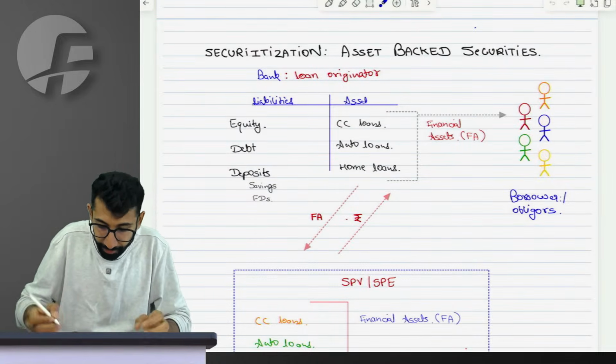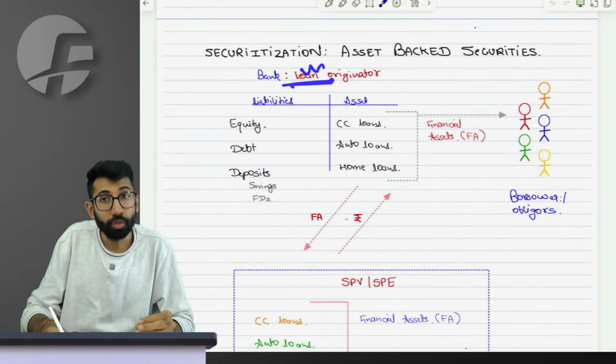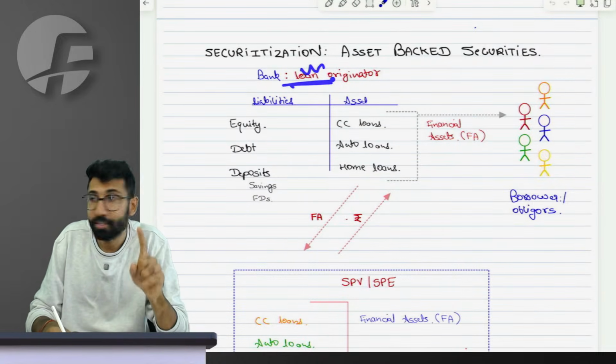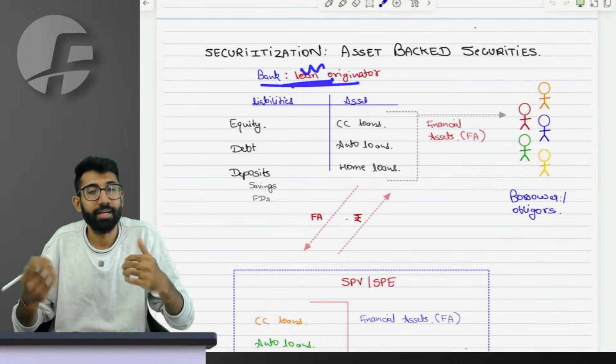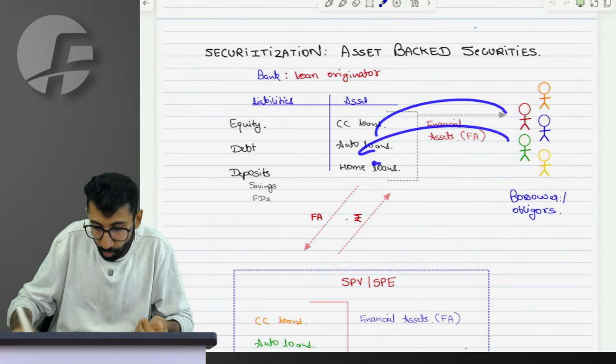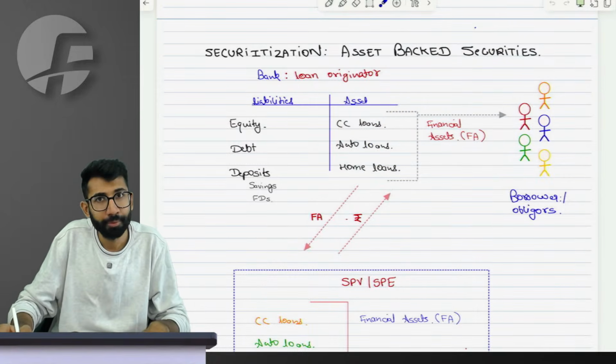Let's say there is a bank. The story you need to understand for the chapter, please focus on it. There's a bank which has the obvious job of giving loans to different people in the market, people like you and me.